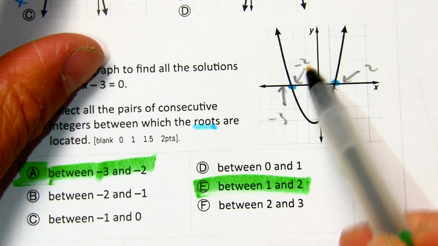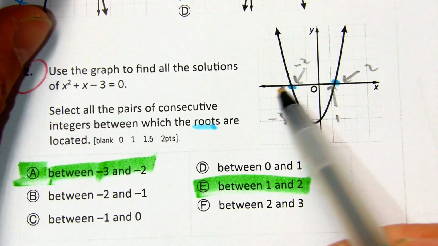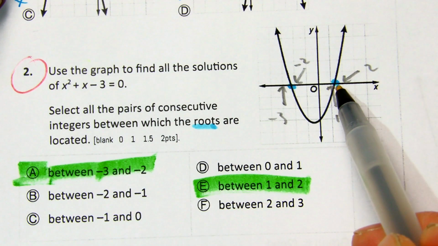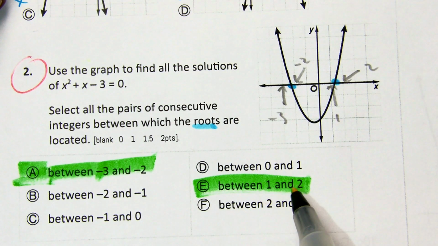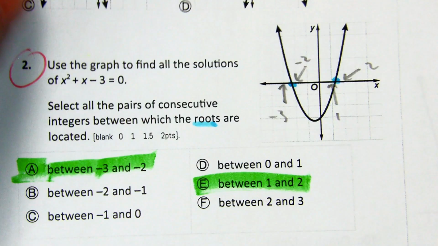So I wrote 0, negative 1, negative 2, negative 3. This is between negative 2 and negative 3, which is choice A. This one is between 1 and 2, which is choice E. I'll show you the scoring on that one in the next question.